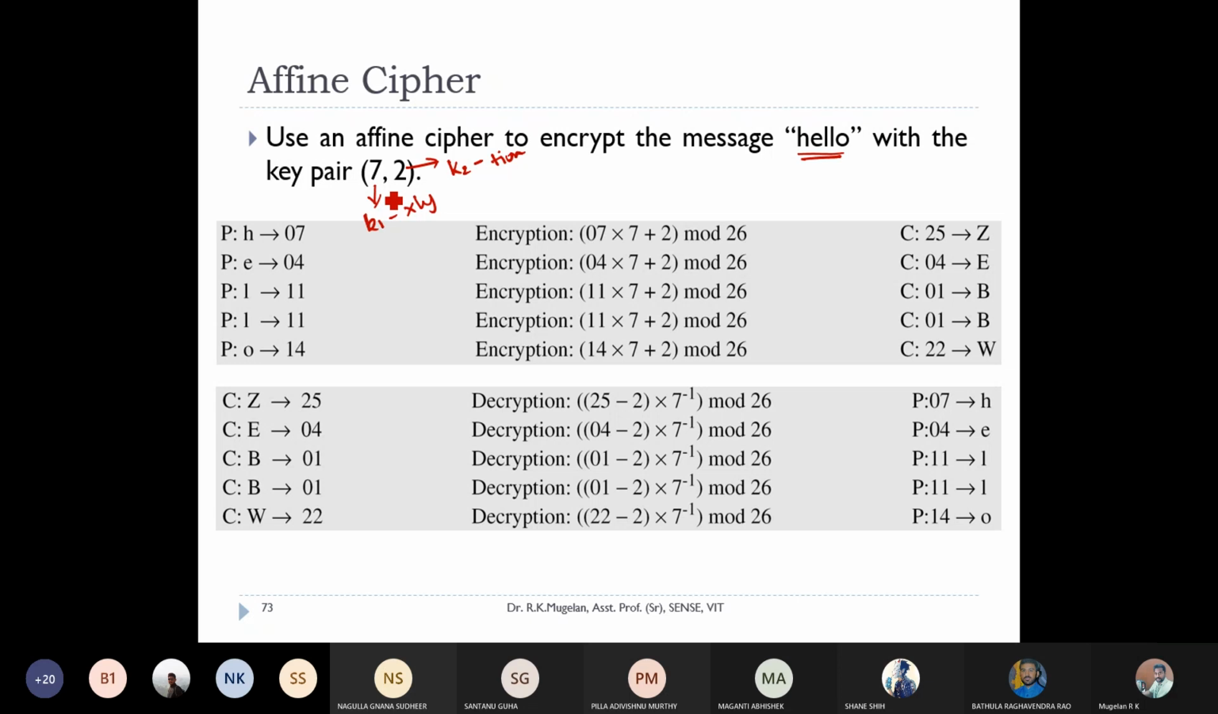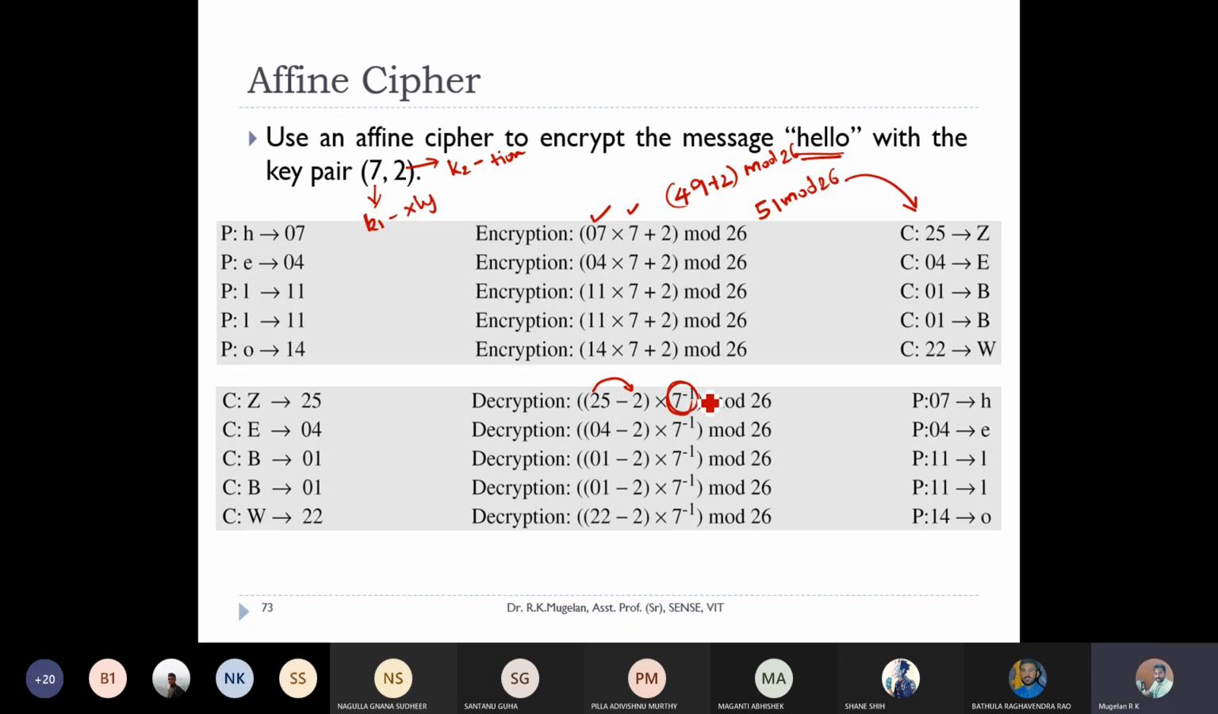Here you can see the same hello encryption. They first perform the multiplication, then plus 2. So 49 plus 2 mod 26 gives 51 mod 26, which gives the answer 25. In the decryption part, they go for the subtraction, then they go for the multiplicative inverse. We will see how the multiplicative inverse is computed in the next module. After you know that, you can easily solve the affine cipher's decryption part.